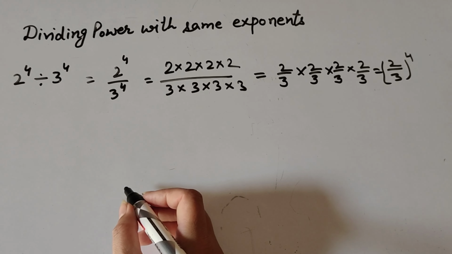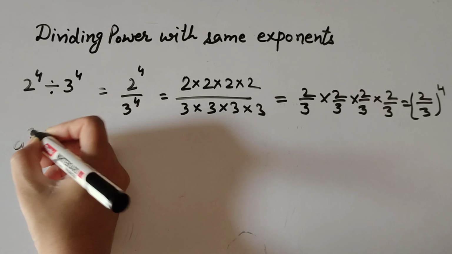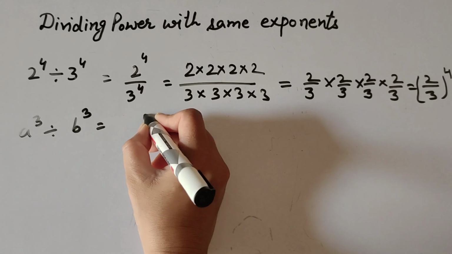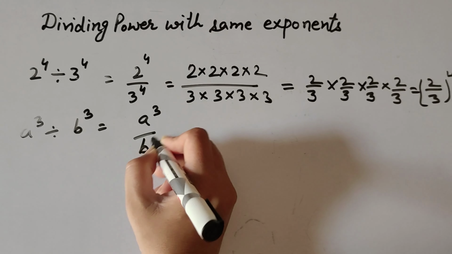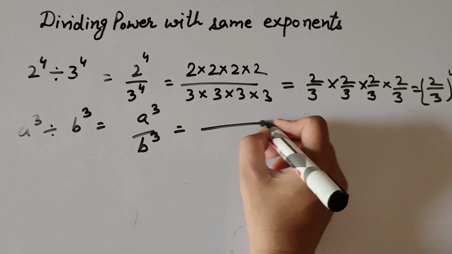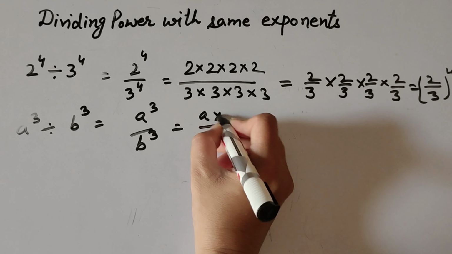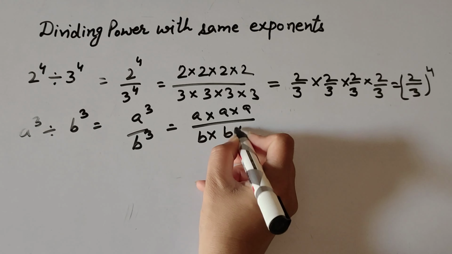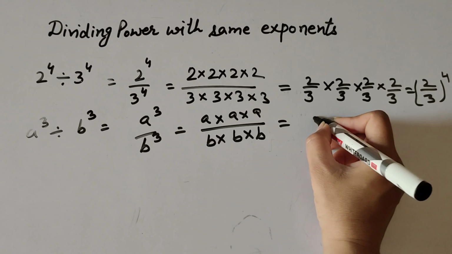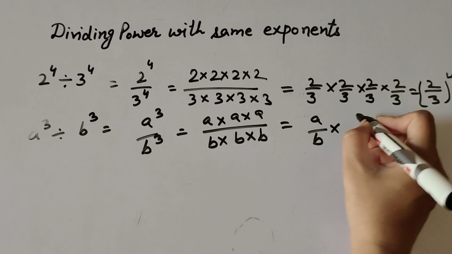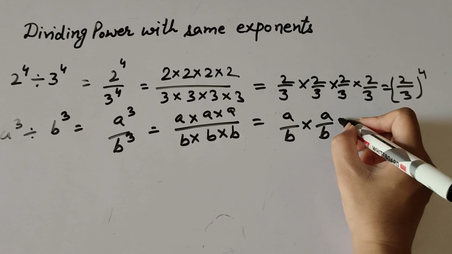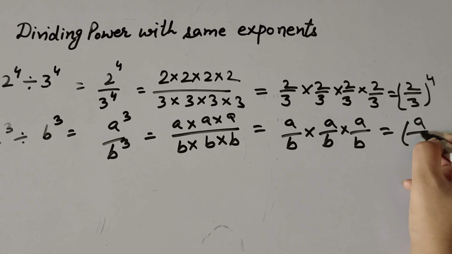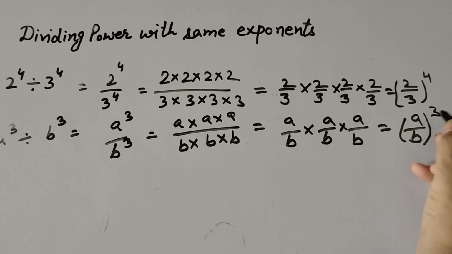Let's take one more example. a raised to power 3 divided by b raised to power 3. We write them as a raised to power 3 over b raised to power 3. So a raised to power 3 is a multiply a multiply a, and b raised to power 3 is b multiply b multiply b. We also write them as a over b multiply a over b multiply a over b. So a over b is 3 times repeated multiplication. So a over b raised to power 3.